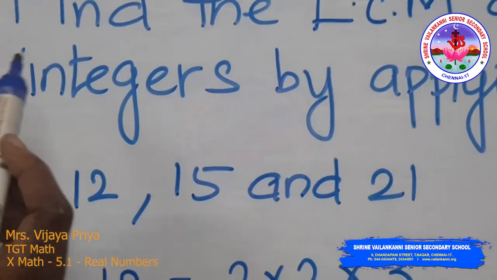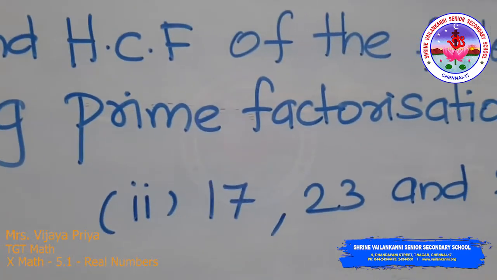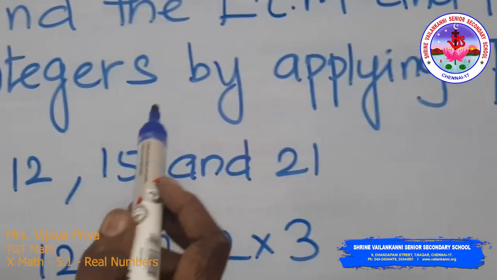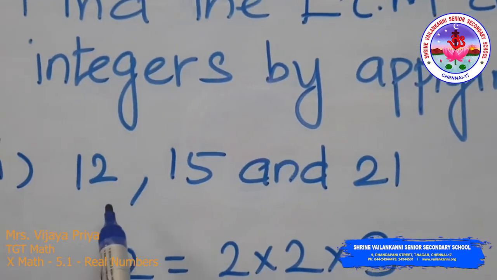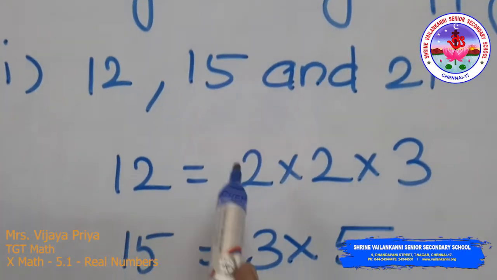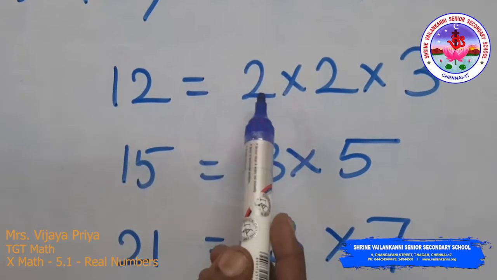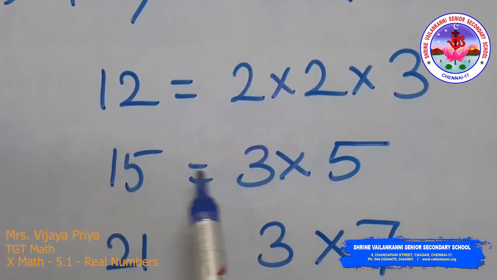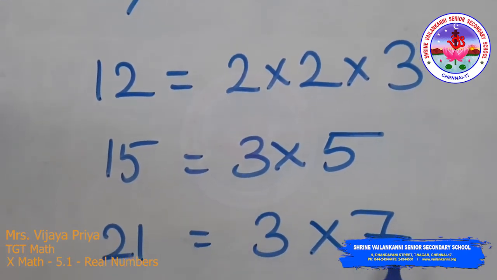Third problem, find the LCM and HCF of the following integers by applying prime factorization method. So before we have seen two numbers, now we are going to see three numbers. We need to find out the LCM and HCF for these following numbers. So I have written that 12 can be expressed as the product of 2 into 2 into 3, and 15 can be written as 3 into 5, and 21 is equal to 3 into 7.